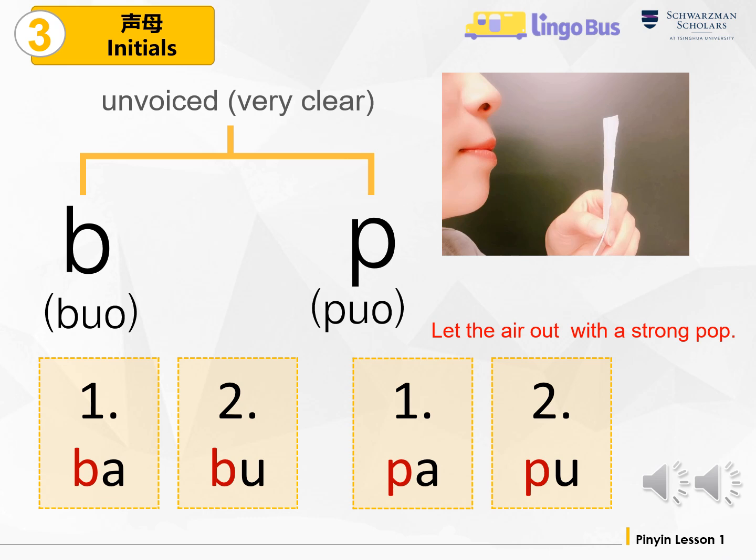Combination, first one, 八八. Second, 不不坡坡. Combination, first one, 趴趴. Second, 扑扑.